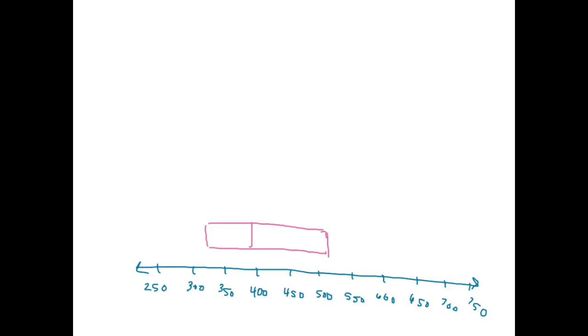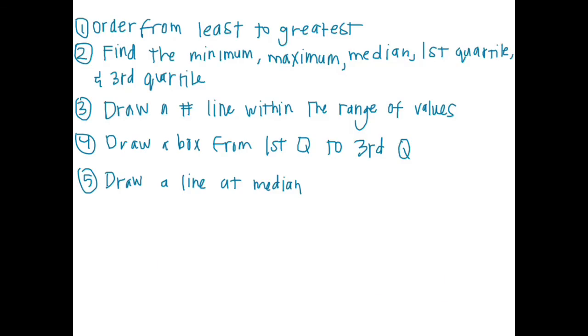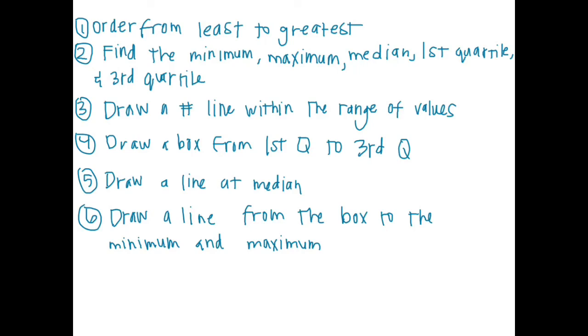Now it's time to include the minimum and maximum. The sixth step is to draw a line from the box to the minimum and the maximum. So I'm going to draw one line from the box down to 250 and the other line from the box up to 730.